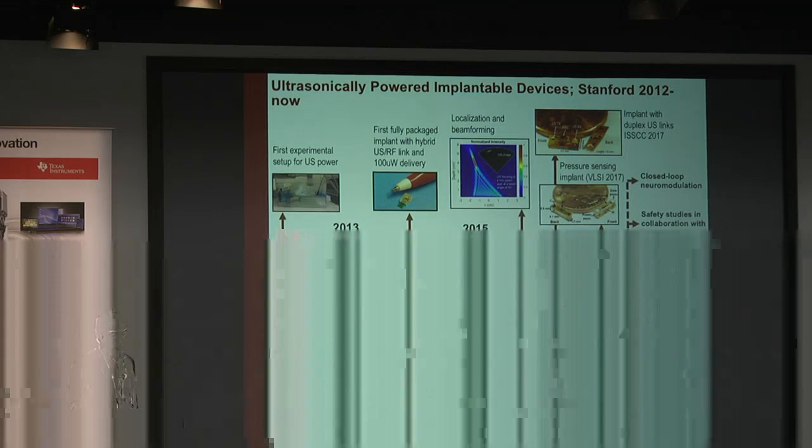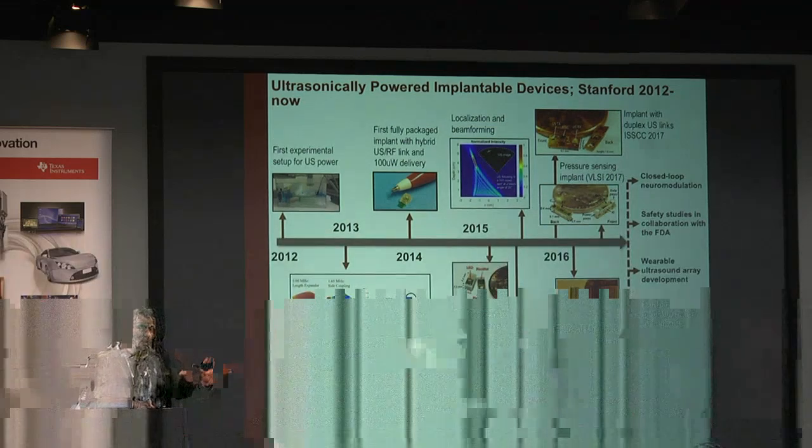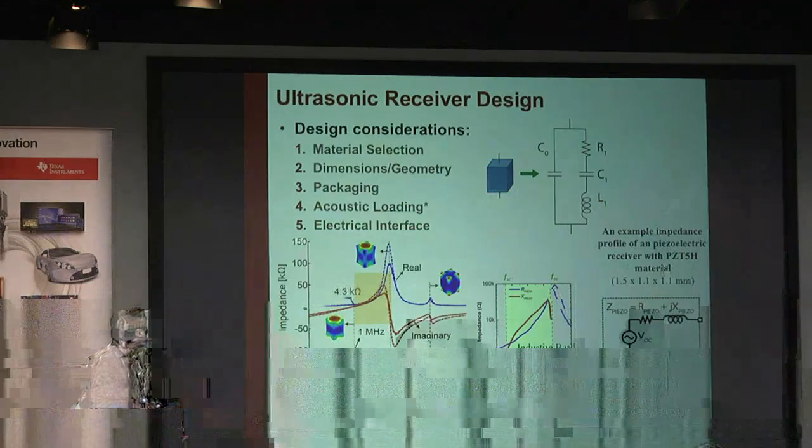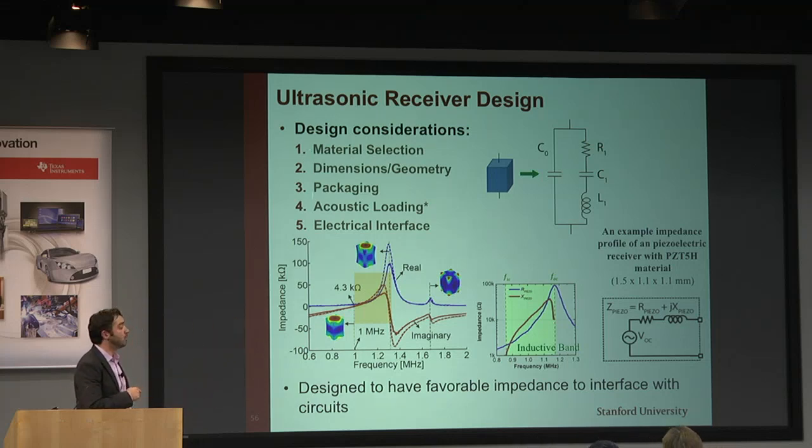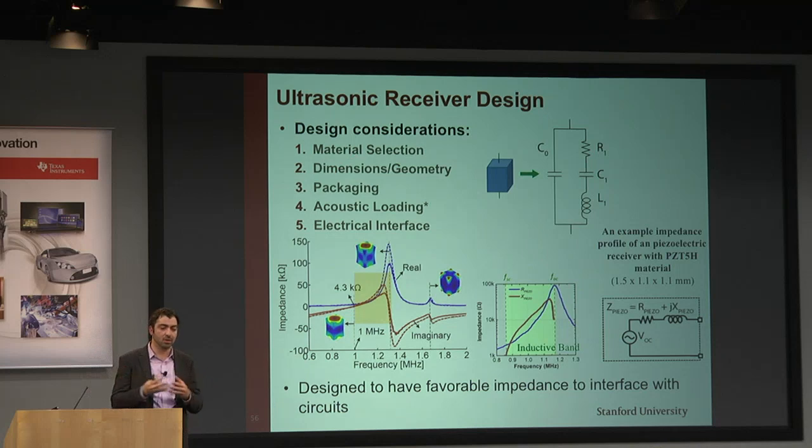So the major recipe in the system, when you're designing this ultrasonic system, is that you need a receiver. Just like antennas, you need to receive this energy and translate it to DC. So the receiver is a function of multiple parameters: your material, dimension, packaging, acoustic loading, and also electrical interface. When you're done with the modeling of this thing, what you'll end up having is an impedance profile that looks like this.